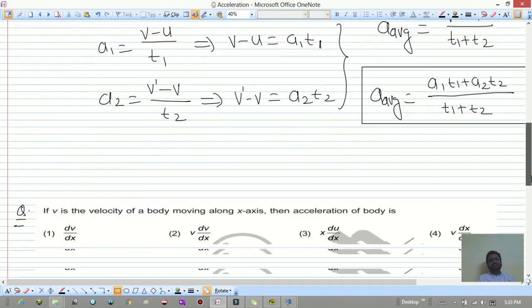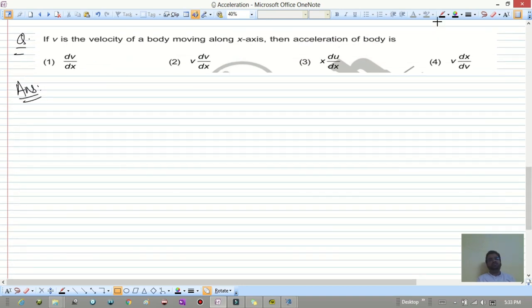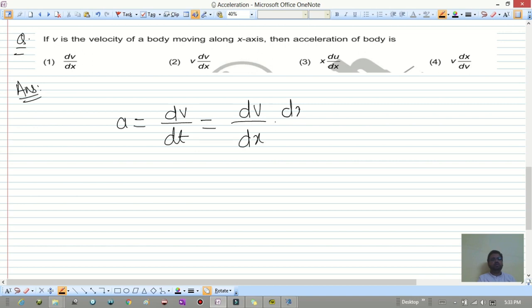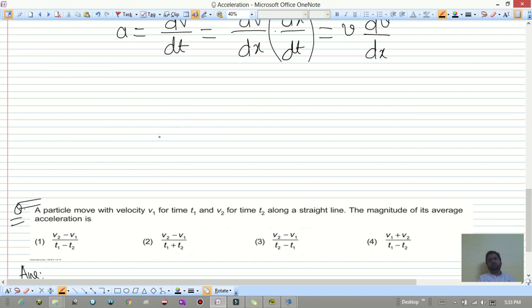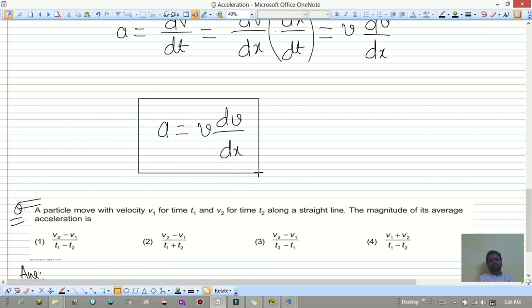So the next problem: if v is the velocity of a body moving along the x-axis, then the acceleration of the body is, see, acceleration is equal to dv divided by dt, that is the rate of change of velocity, which is equal to dv divided by dx into dx divided by dt. That is, what is dx by dt? dx by dt is the rate of change of position, and that is nothing but the velocity, into dv by dx. So I hope this is clear. So acceleration is v dv by dx. That is one of the expressions for acceleration.